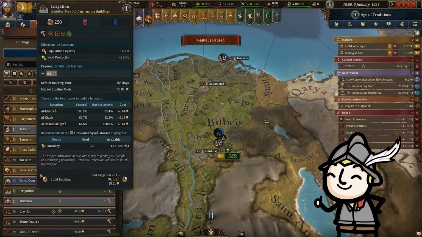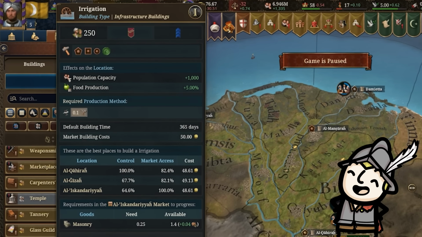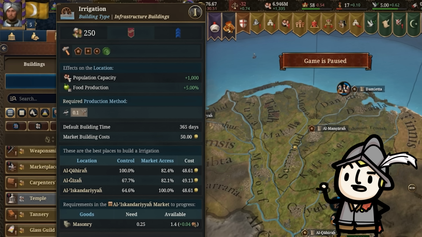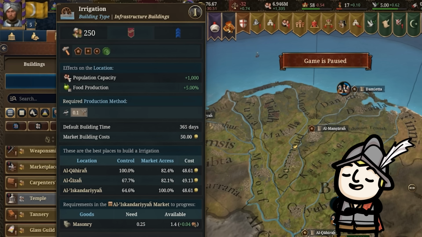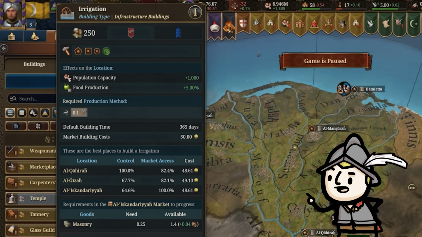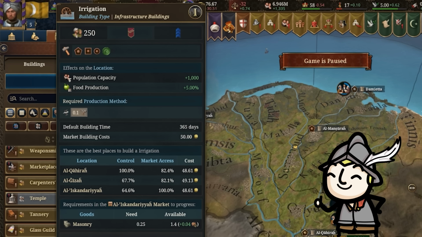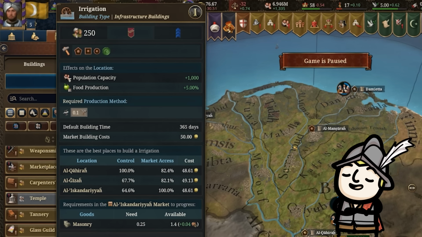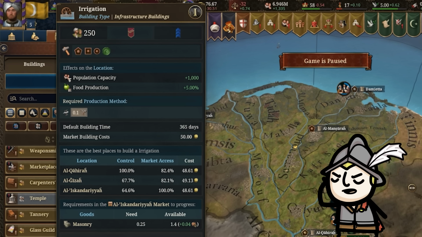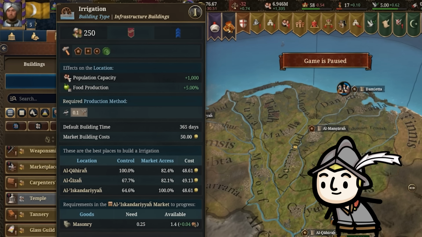And as a final example, here we have irrigation. Again, we are inputting labor and a very small amount of tools, and our output is an increase in population capacity in that location and a food production percentage modifier. And you can build multiple of these, and those percentages will stack. So you're inputting a small amount of tools and labor, and you're outputting a food production modifier. And because it's a percentage modifier, not a flat modifier, if you are building it in a location that already has a large food production, that will pay dividends in total food production.